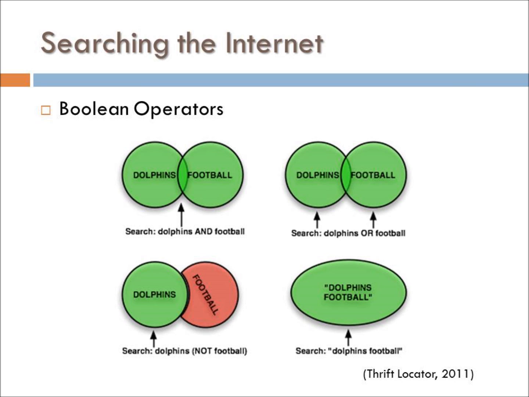And our last example there, we want to search Dolphins football, and we want those two words to be together. So we're going to put quotation marks around dolphin and football, and that's going to give us any article where those two words, dolphin and football, are next to each other in that order.